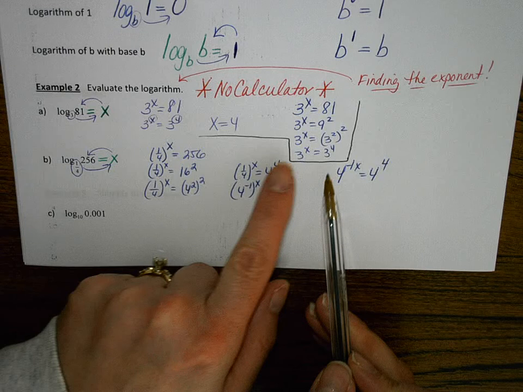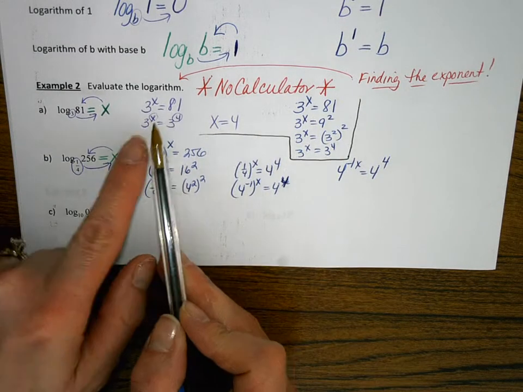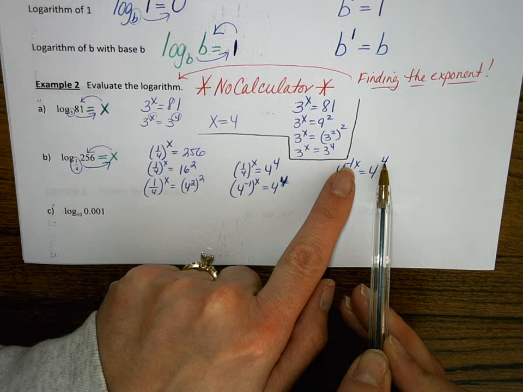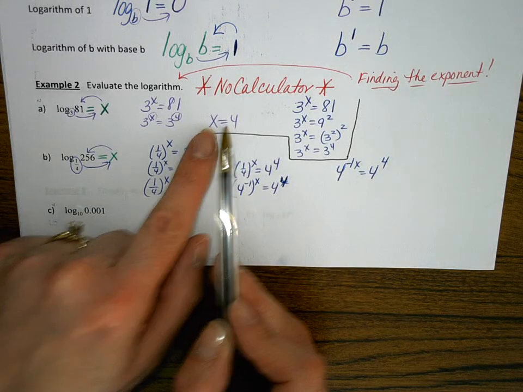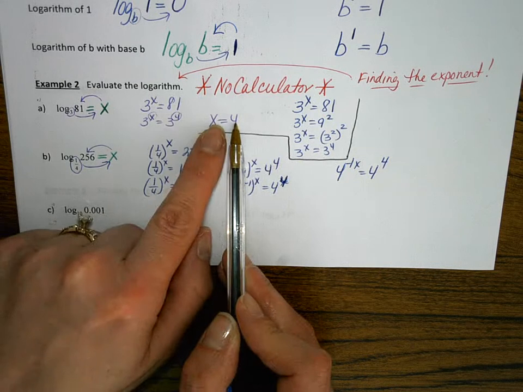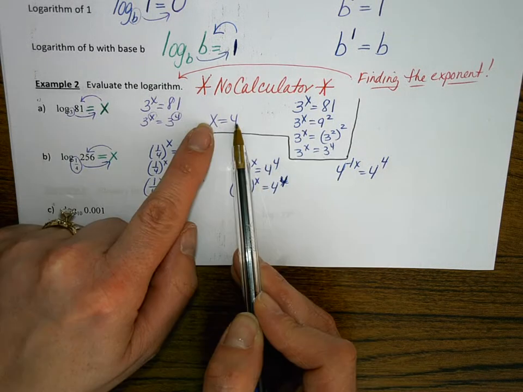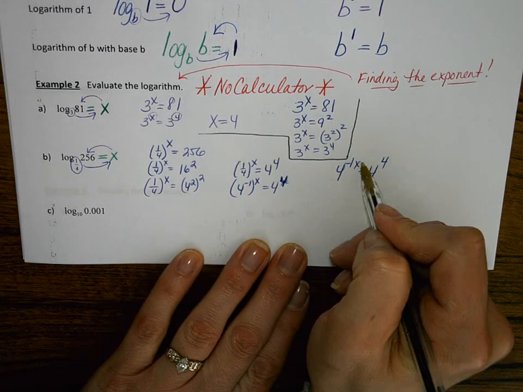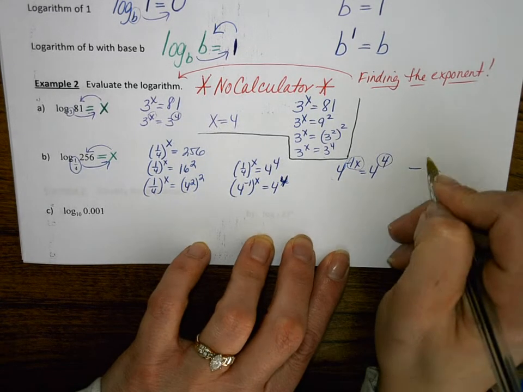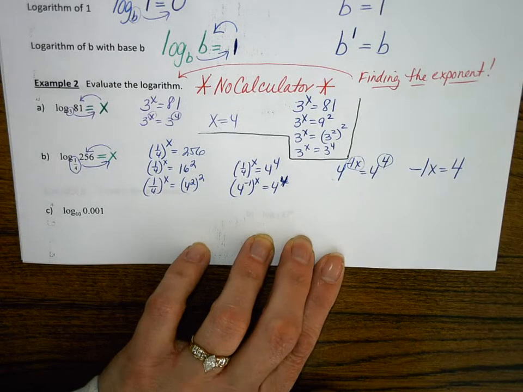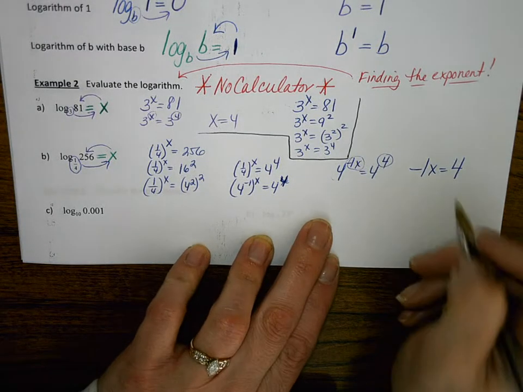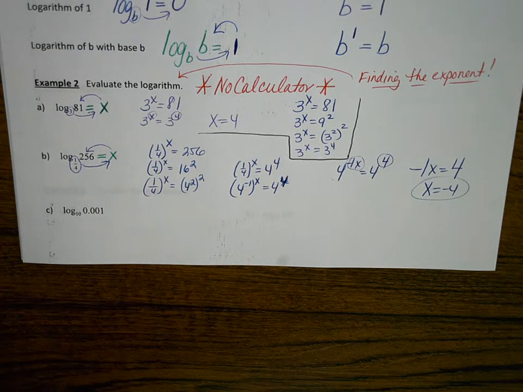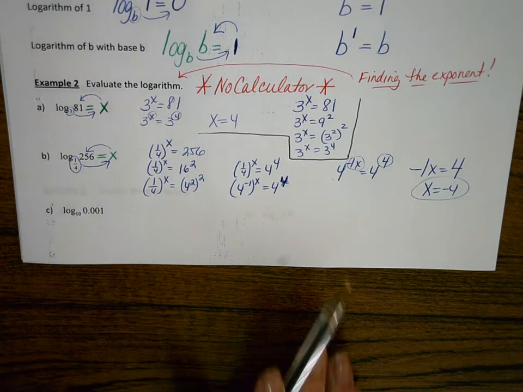Now, if the bases are the same, Hunter, what do we know about the exponents? If my bases are the same, what do we know about our exponents? They're going to be equal, right? If my bases are the same, that means that my exponents have to be equal. So what is x equal to? X is equal to negative 4. And what does x represent? The exponent.